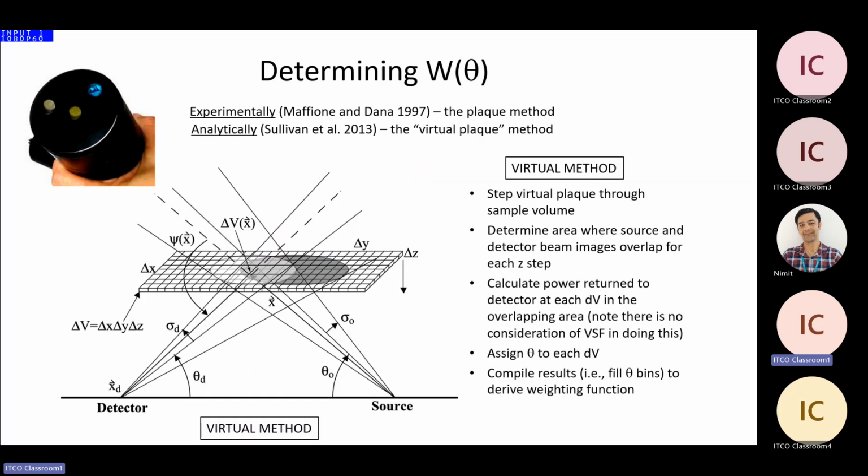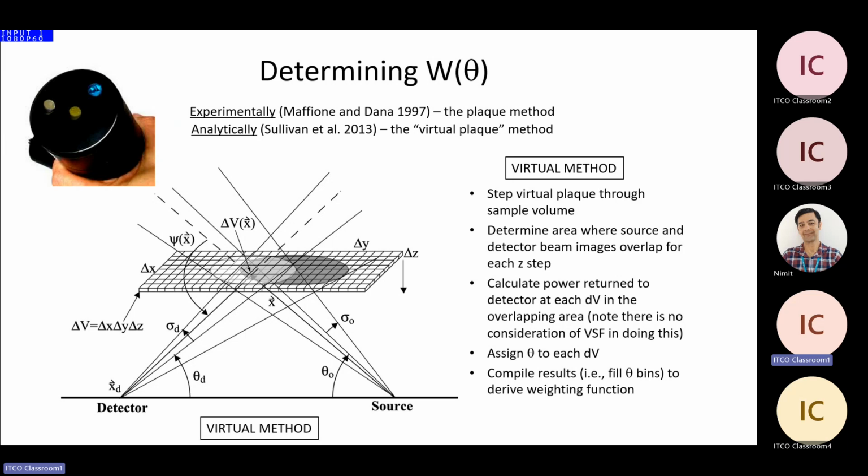Yeah, so this goes into a little bit how we determine the weighting function. There's really two ways to do it. You can do it experimentally with a plaque. So this is a Lambertian plaque that you move through the intersection of the source and detector beams. A problem with the plaque is that if you have a diffuse plaque inside of a container with water, light kind of goes everywhere. So these weighting functions tend to be a little broader than they are in real life.